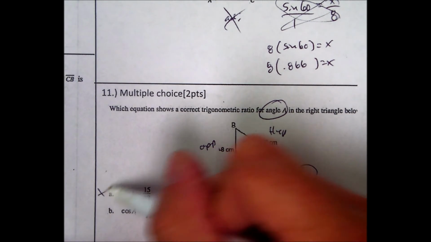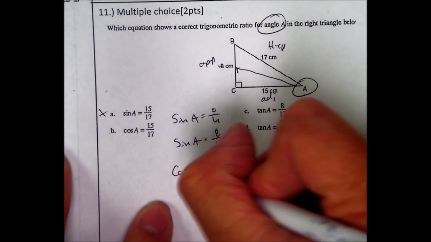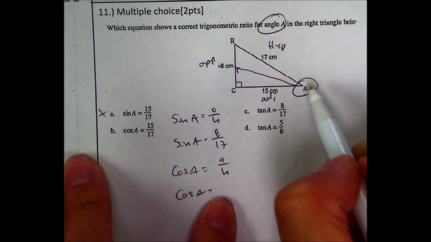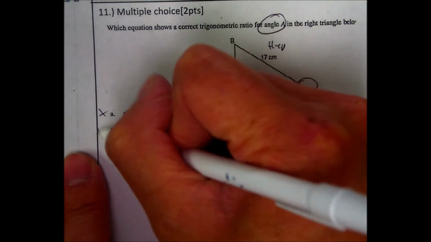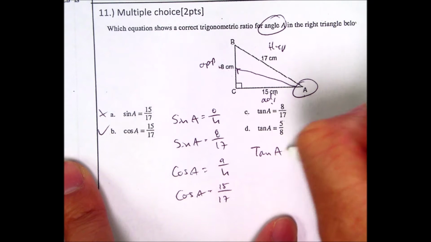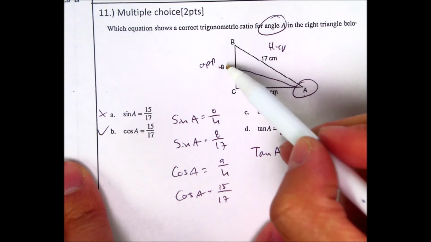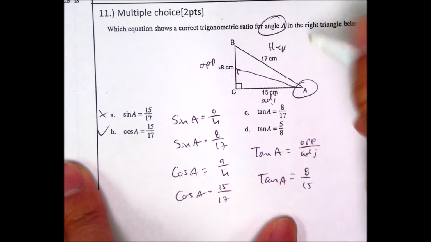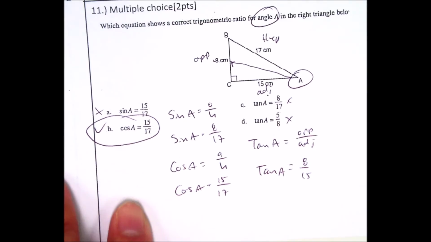That one's incorrect. No other sine, so let's go ahead and do cosine. Cosine of A is adjacent over the hypotenuse, so cosine of A should be 15 over 17. That's correct there. And even though I got that one correct, I'm going to go ahead and do tangent to make sure. Tangent of A is opposite over the adjacent, so that would be 8 over 15. So this one's incorrect, and this one's incorrect. So choice B is my answer.